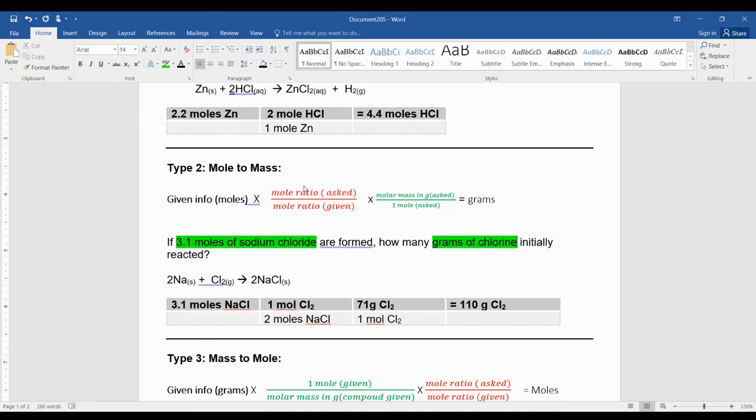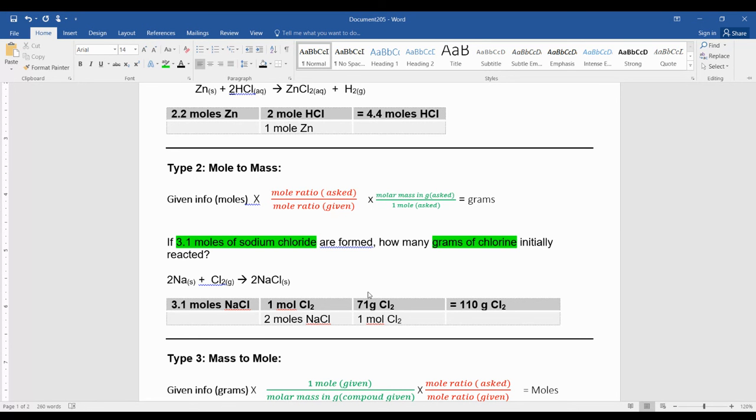The next conversion factor is your mole ratio. Where does the mole ratio come from? It comes from the balanced reaction equation. So I have my asked, I have my given. Let's see what is asked. Chlorine is asked. Even though grams of chlorine is asked, remember that you have to write the mole ratio, and that comes from here. How many moles of chlorine do we have? We have just 1 mole of chlorine. So that goes up here. What goes on the bottom? The mole ratio of given. What is given? Sodium chloride. How many moles do we have? 2 moles NaCl. So that goes here.